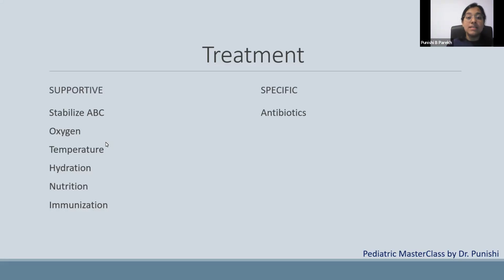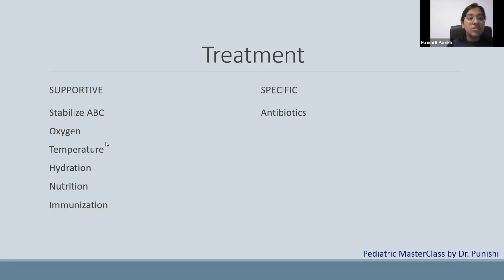Specific treatment is antibiotics. The most common pneumonia is community-acquired pneumonia, where Streptococcus pneumoniae is the most common etiology. So antibiotics, usually ampicillin or cefotaxime, are sufficient. Again, depending on how the child is responding, you might have to change or taper your antibiotics. So specific therapy will be antibiotics in a bacterial infection, and a viral infection is usually self-resolving. If there's a suspicion of influenza, then oseltamivir is an antiviral that can be given. So this is the treatment of pneumonia, depending on the etiology and the severity.